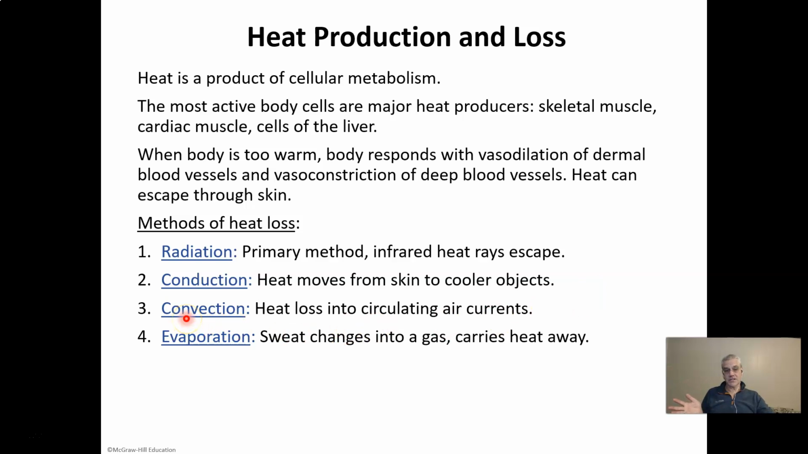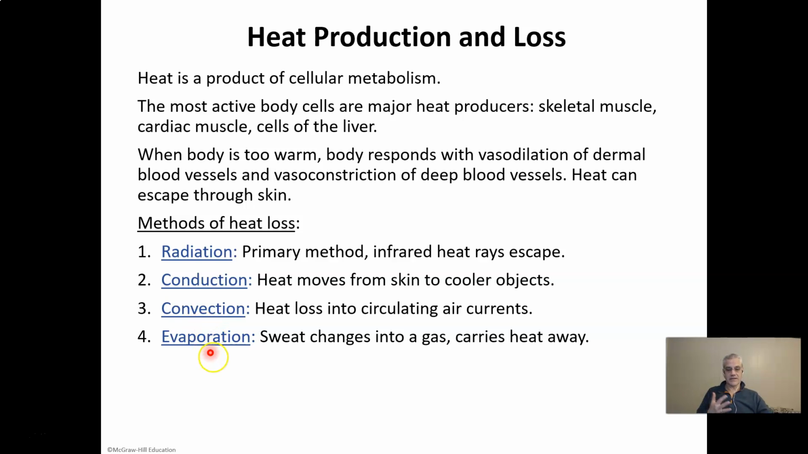Convection is like a convection oven. It's similar to conduction, but now you have to have an air current, like having a fan on you. You're still radiating heat. The heat might be conducted through your shirt. If you have a fan on you, that will add convection as another way to get rid of excess heat.